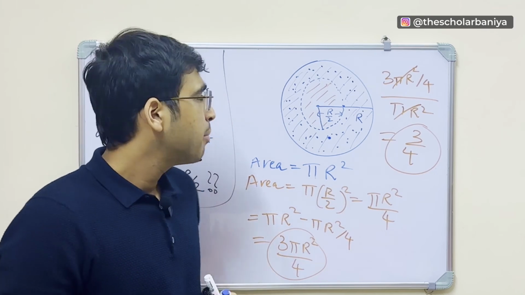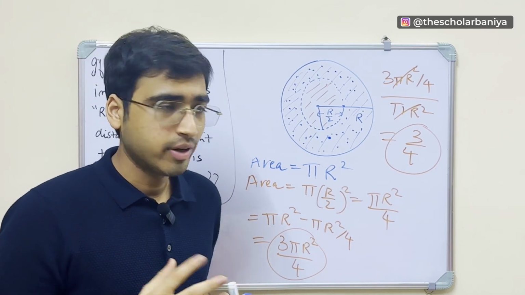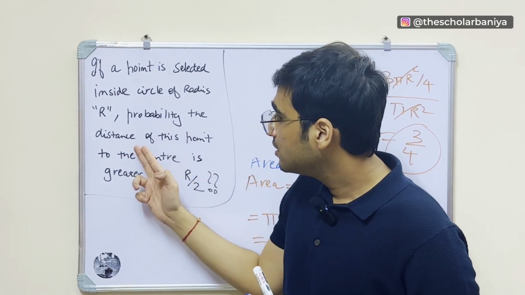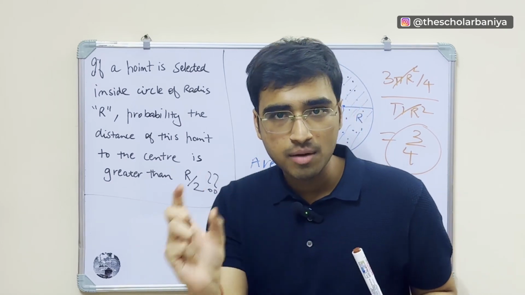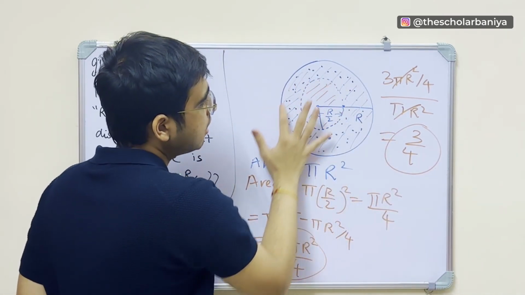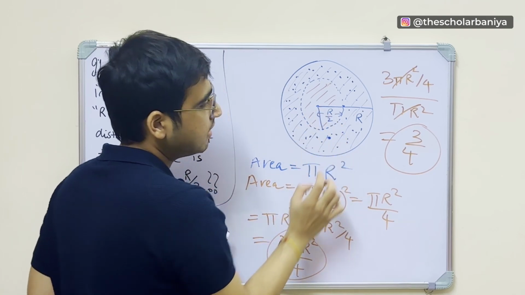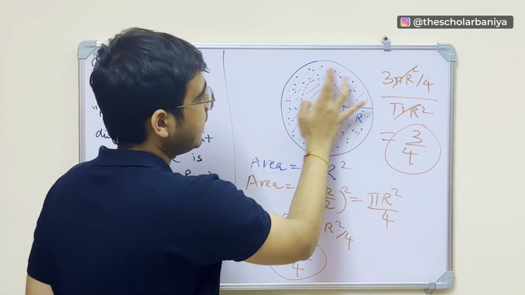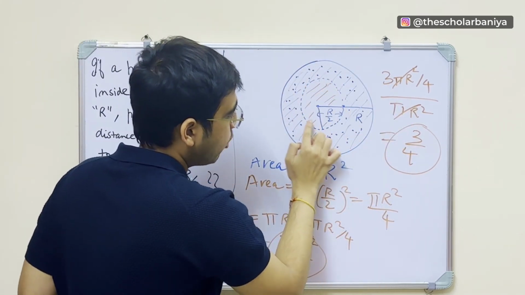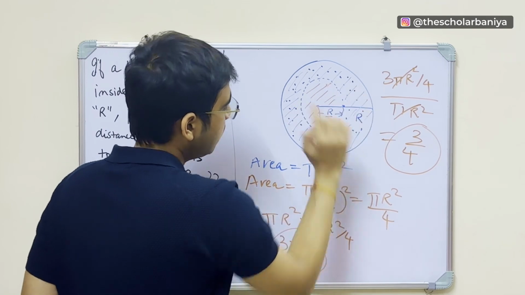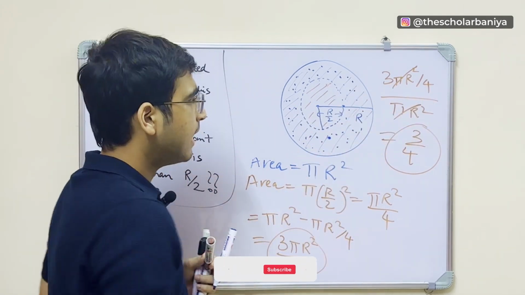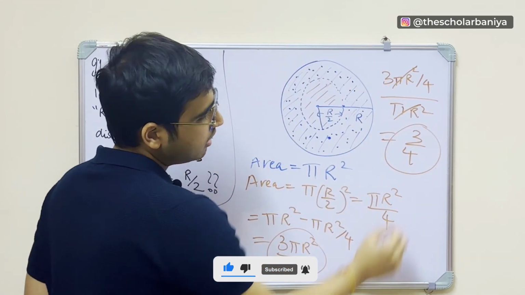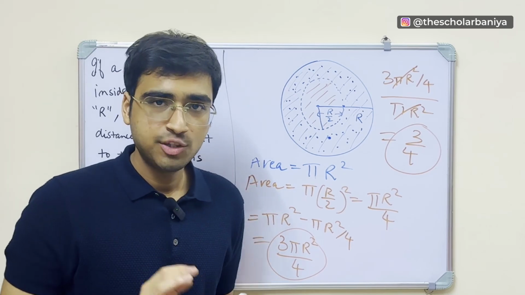Not a very difficult question, but you need to know how to solve it, because we were asked to find the probability that the distance of the point to the center is greater than r by 2. There can be so many points for which the distance between the point and the center will be greater than r by 2. That is why we need to consider the area. So we take the larger area and subtract the smaller area, and we get this inner ring area, which is 3 pi r square by 4. Then to find the probability, we divide it by the total possible area, which is pi r square. Hence we get 3 by 4. I hope this should be absolutely clear.